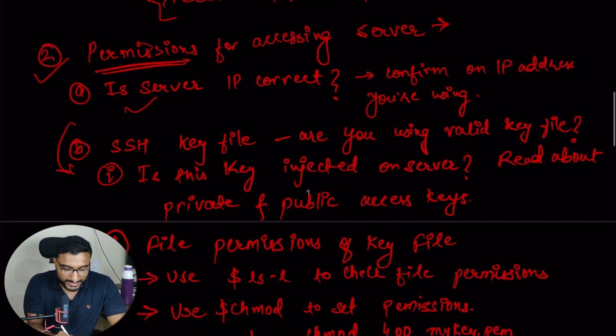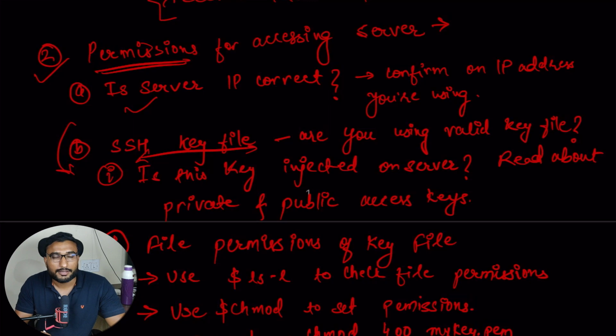What is the second step? SSH key file. We have to validate if we are using the correct key file. There is a combination of public key and private key which we in general use to access the remote host. Let's take the example of an AWS EC2 instance. There will be one key injected on that server and one key available on your local machine, which will be used in combination to make your connection successful.